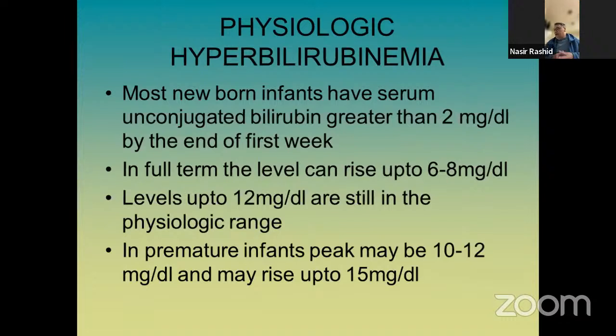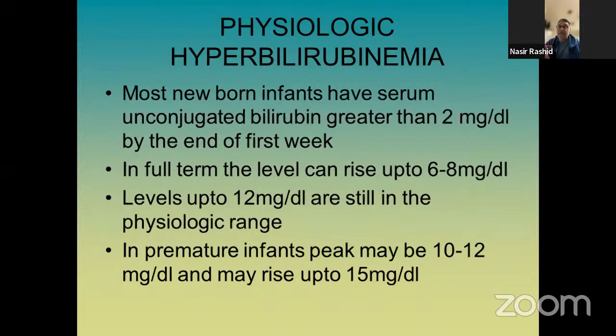So what is physiological hyperbilirubinemia? As we talked about, adults appear jaundiced when the bilirubin is greater than 2 milligrams per deciliter. But most newborns have bilirubin greater than 2 milligrams per deciliter by the end of life. So all infants are jaundiced to some degree. In a normal term newborn, the highest level can go up to 6 to 8, as high as 12. But in a premature infant, the levels can go as high as 15.